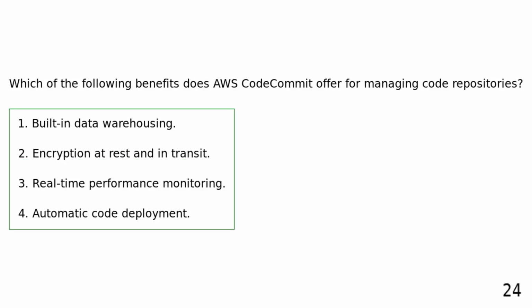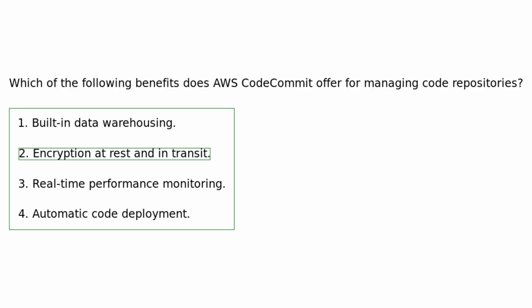Which of the following benefits does AWS CodeCommit offer for managing code repositories? Built-in data warehousing. Encryption at rest and in transit. Real-time performance monitoring. Automatic code deployment. AWS CodeCommit provides encryption for data both at rest and in transit, ensuring security.